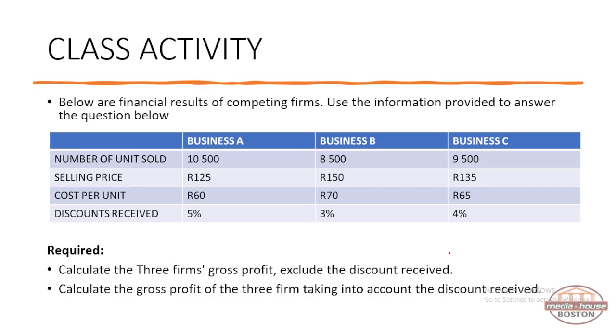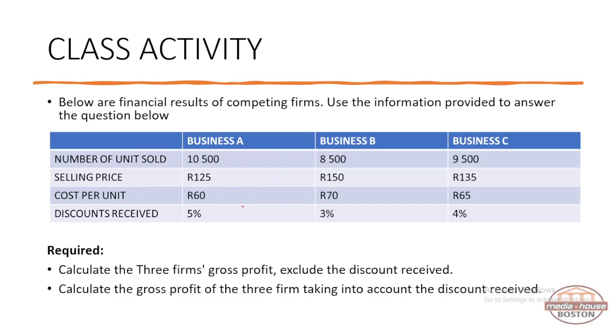Here we have a class activity which says that below are the financial results of a competing firm. Use the information provided to answer the questions below. The first question says: required, calculate the three firms' gross profit excluding the discount received. The second question says: calculate the gross profit of the three firms taking into account the discount received. There are different steps you can use to get to the gross profit. If you look at this scenario, we have business A, B, and C. We are comparing the three businesses.